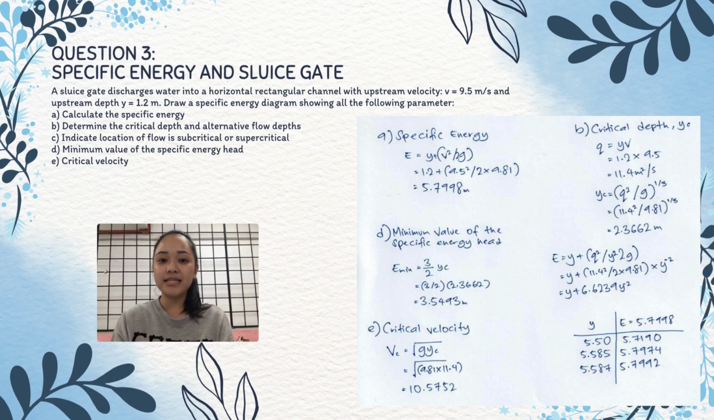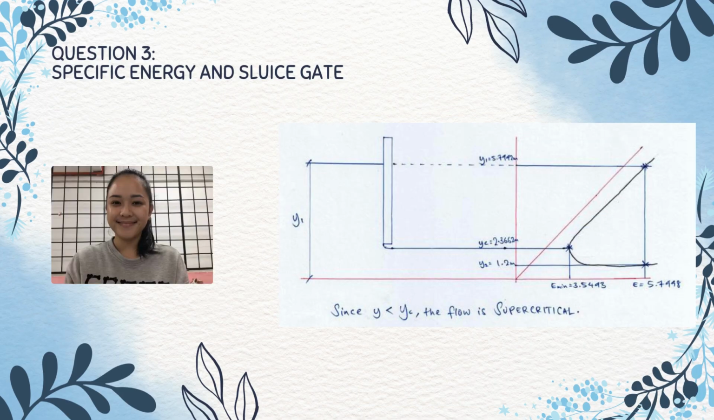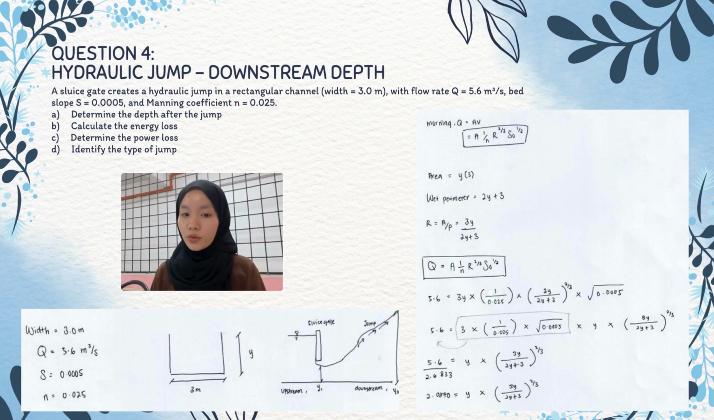Last but not least is the calculation for critical velocity, where the square root of 9.81 times 11.4 is equal to 10.5752. Since y is smaller than yc, the flow is indicated as supercritical. The diagram shows the specific energy for all the following parameters. So the last question is the Swiss gate.